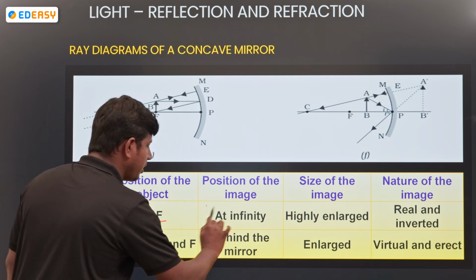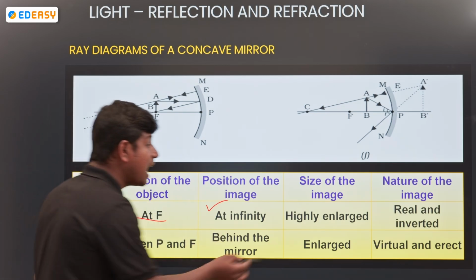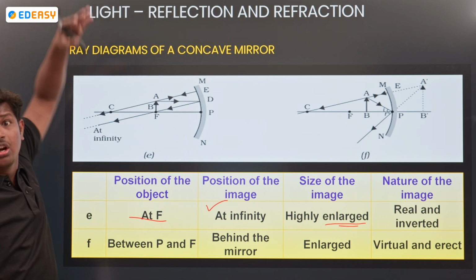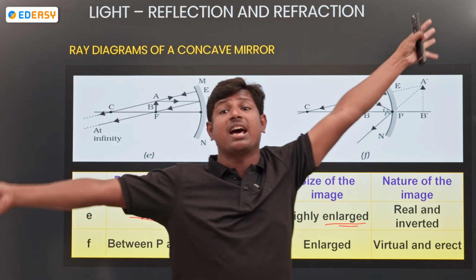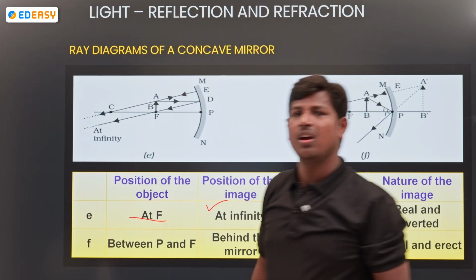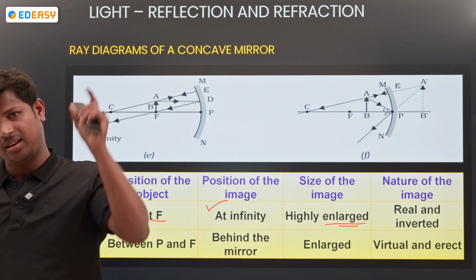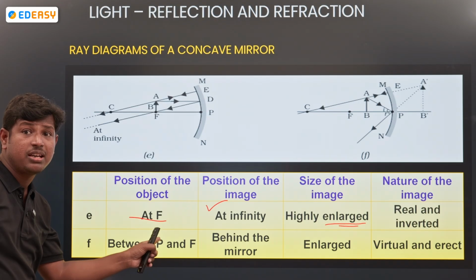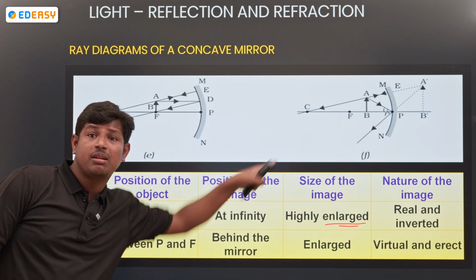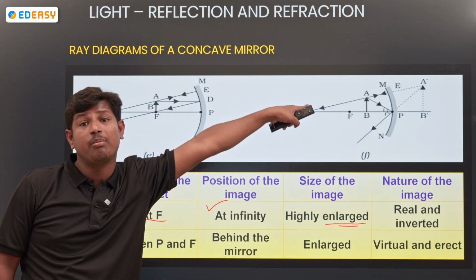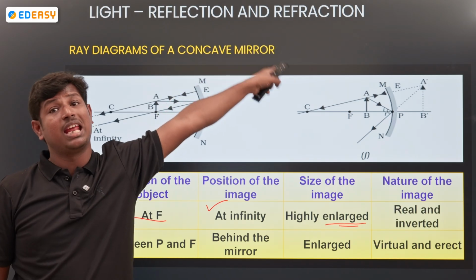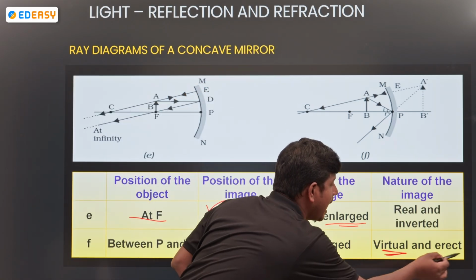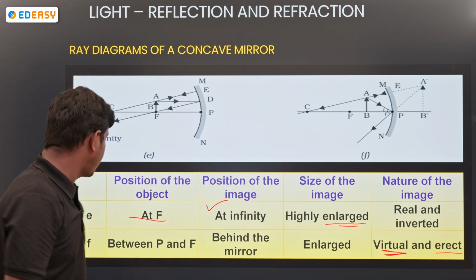Look at that. Object at F. The image is at infinity. What is the size of the image? Highly enlarged. And what is the nature? Real and inverted. And the object between P and F. Where is the image? Behind the mirror. How will the image be? Enlarged. What is the nature of the image? Virtual and erect. So look at this.